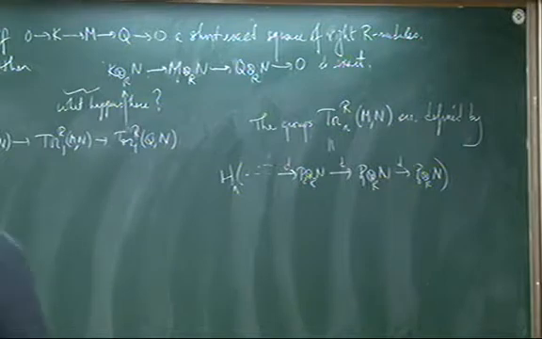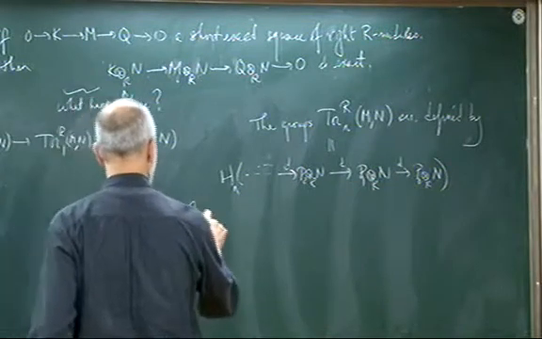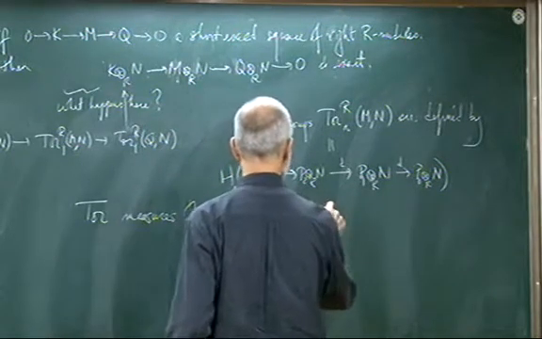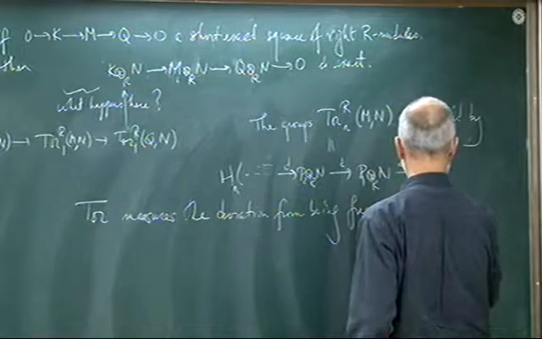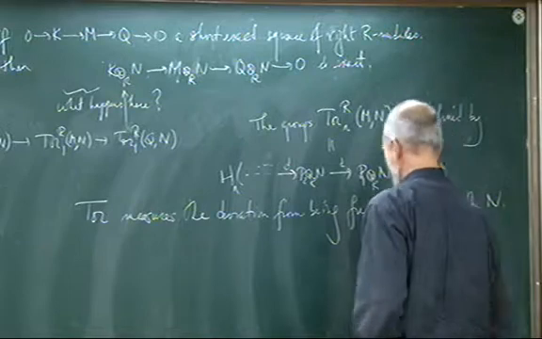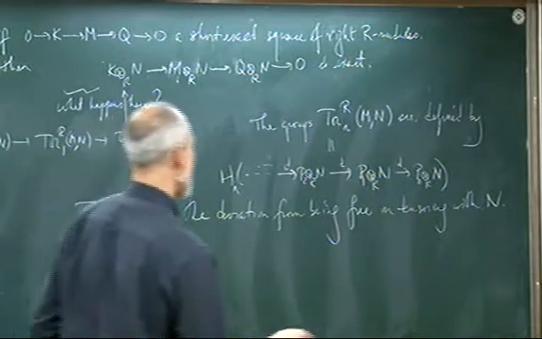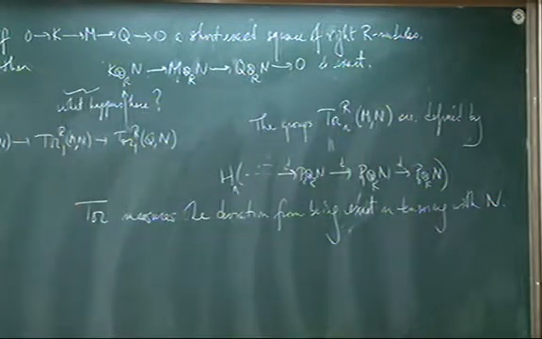So the Tor measures the deviation from being exact on tensoring with N. That is, if I take the functor here, M goes to M tensor N, how much does that fail to be an exact functor.